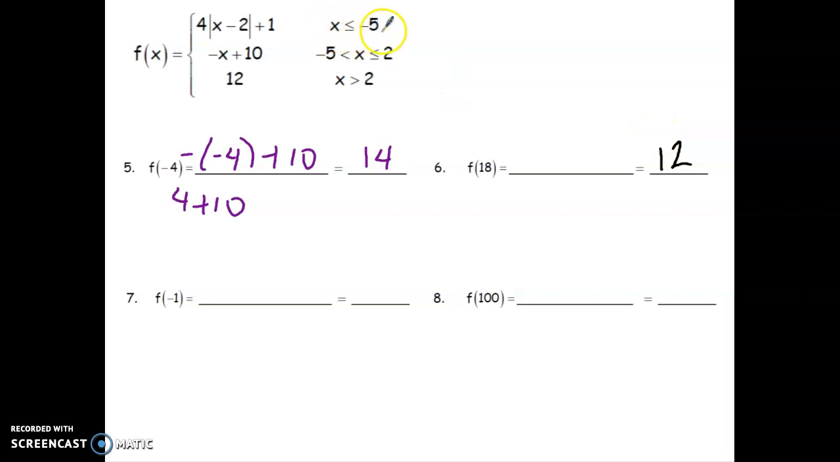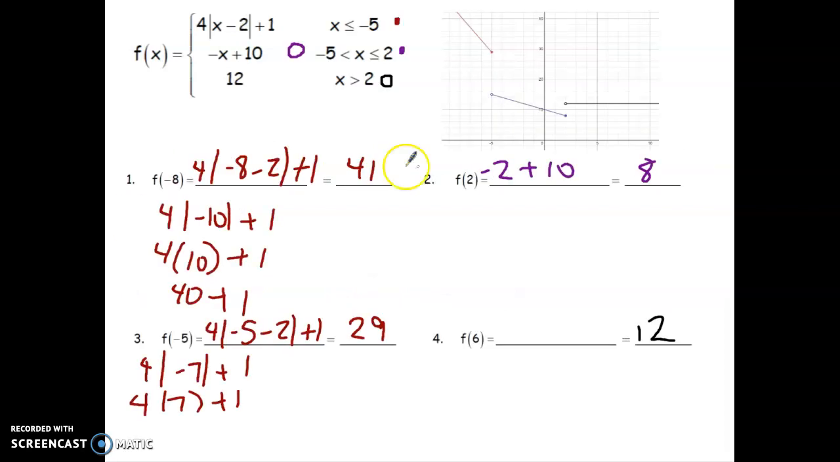All right, next one. How about negative 1? Negative 1 is going to be here in the middle. Negative 1 is in between negative 5 and 2. And I'm going to do the same thing that I did with the negative 4. Negative 1 will be positive 1 plus 10, which is 11. Okay, so let's go back and check. Negative 1 is going to be here. And when I look at it, do you see it's just slightly above 10? So that's going to be positive 11.